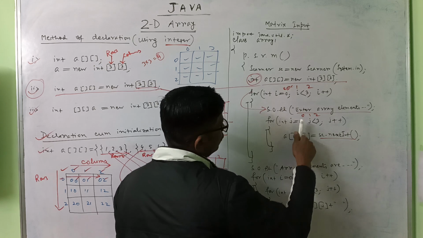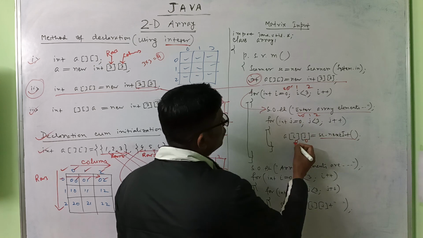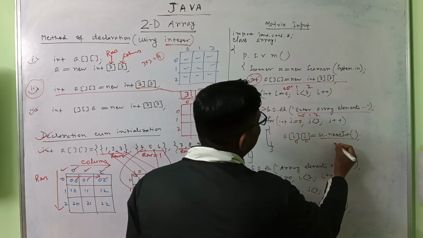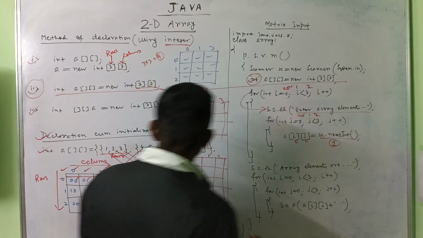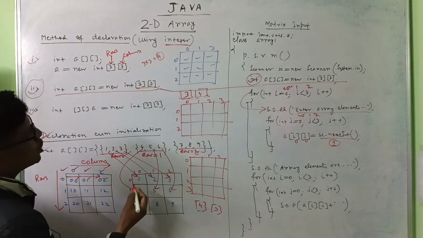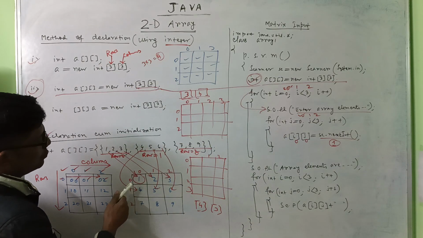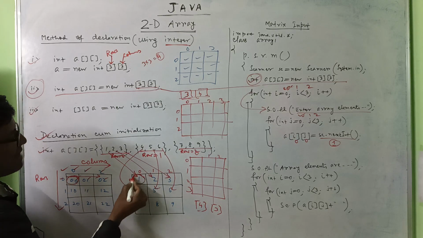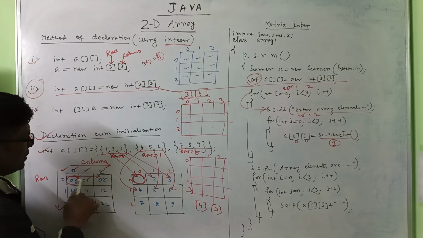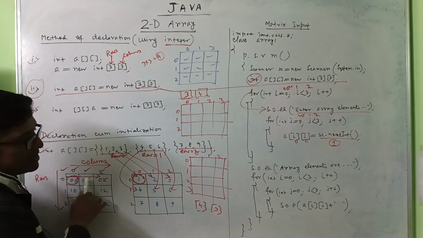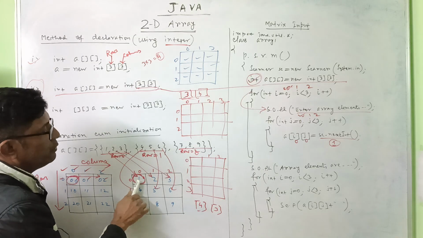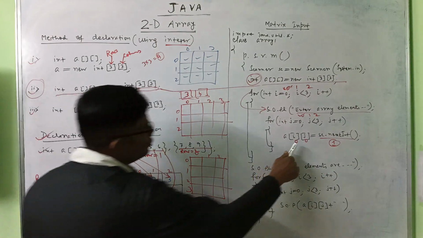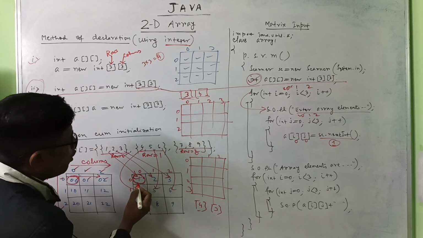So 0, 0. First the j counter is 0. So 0, 0 means you are accepting a value. Suppose you are accepting the value 1. I'm showing it here. So this is 0, 0. You see that this is 0, 0. We are giving the value 1. This is the index, I have explained, but the value you are giving goes here. So 0, 0. In this way, we have to go forward.